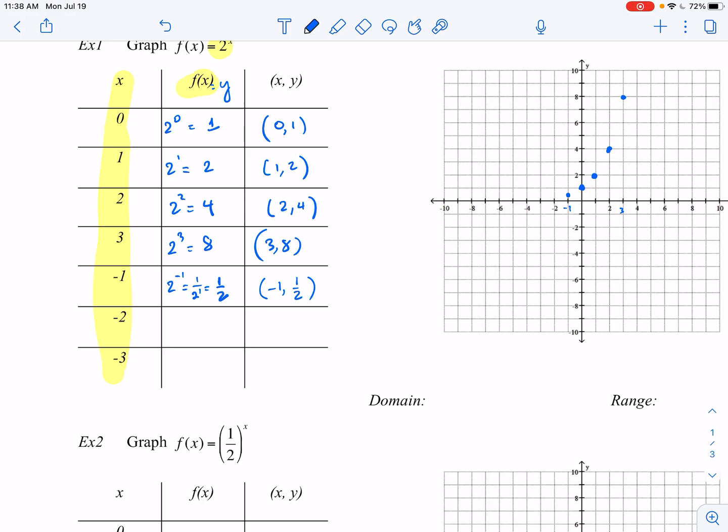If x is -2, 2 to the -2 is going to be 1/4. So (-2, 1/4). Here's -2, 1/4 is about right there, right? Very close to 0. And then 2 to the -3 is going to be 1/8. So (-3, 1/8), just very close. It's getting very, very close. So those are just the six points we picked there. Of course, this is not the only six points. There are infinitely many points on this graph.